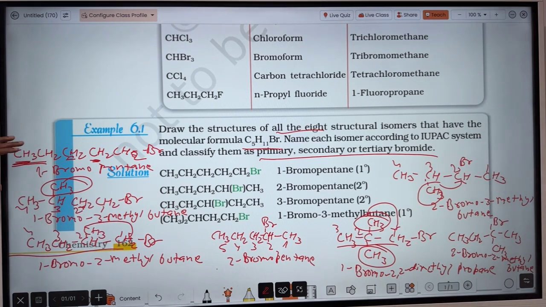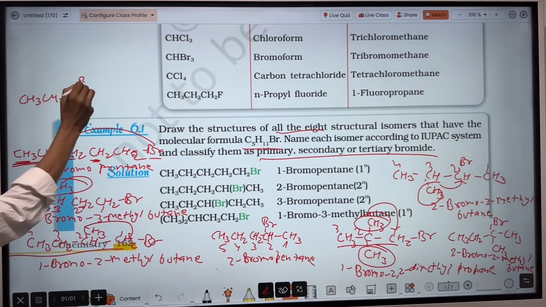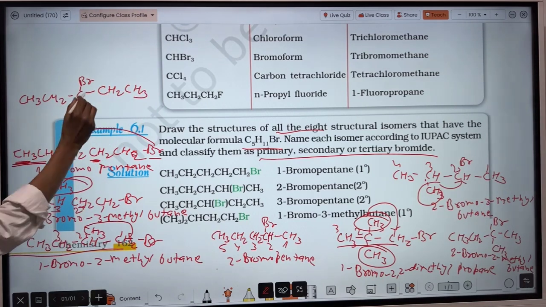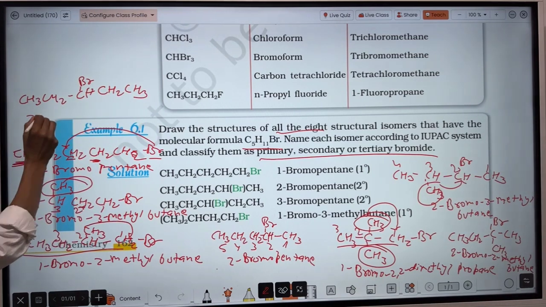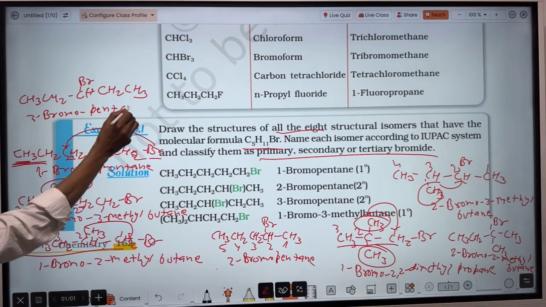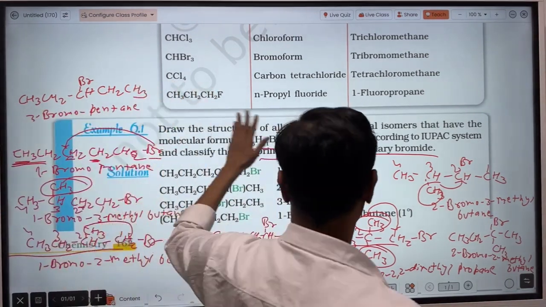After that, shift this bromine to this one. So the structure will be this. So the total number of isomers here is this many.